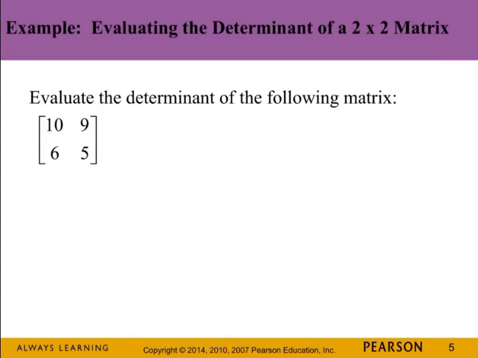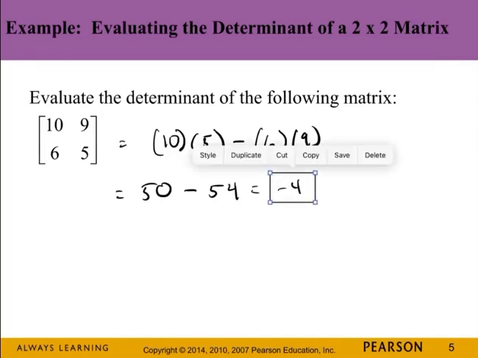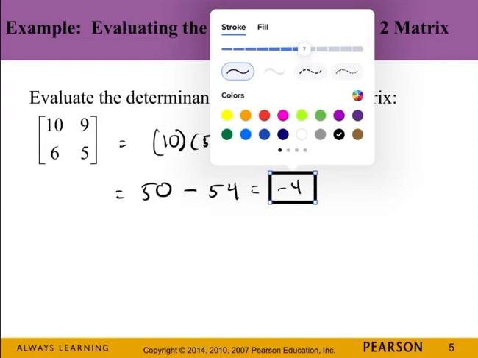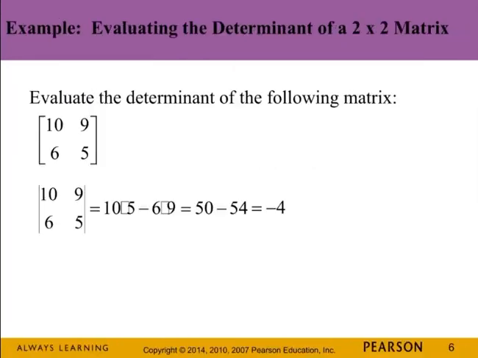Okay, so evaluate the determinant of this matrix. The determinant here is going to be 10 times 5 minus 6 times 9. That's going to be 50 minus 54, negative 4. So we got negative 4 there. And you see it here, there's a little bit of a typo. I think that's supposed to be multiplication, but you get the gist of it.